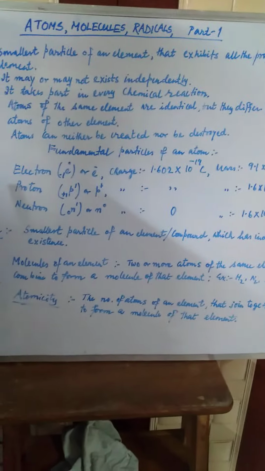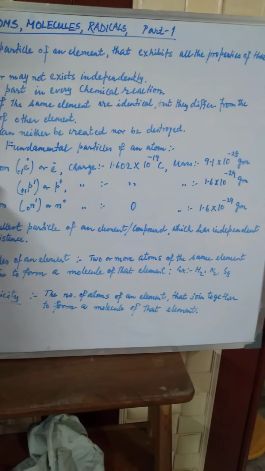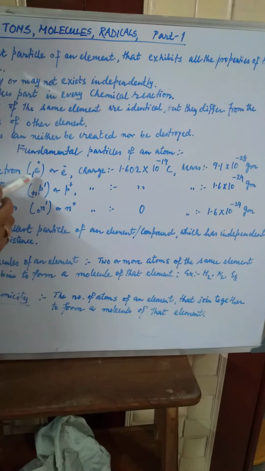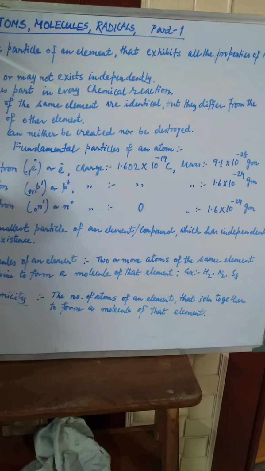Now you see this table, these are the three subatomic particles: electron, proton and neutron. Electron can be represented by the symbol e with subscript 0 and superscript minus 1, or simply e minus.